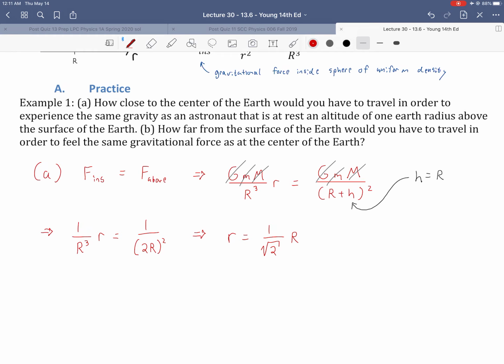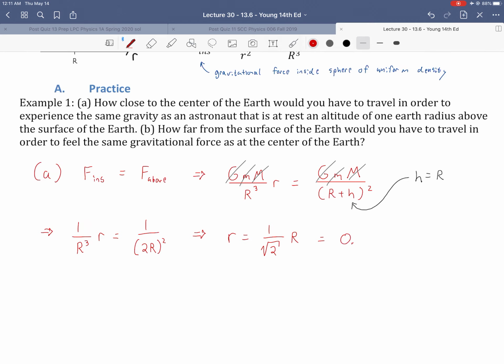So that's where you'd have to be. All right? You have to be 1 over root 2 times the radius of the Earth. Well, it might be nice to see this as a fraction. Well, what is 1 over root 2? I'm going to put that in my calculator right now. I think it should be about 0.7.